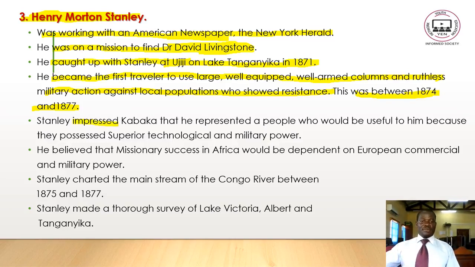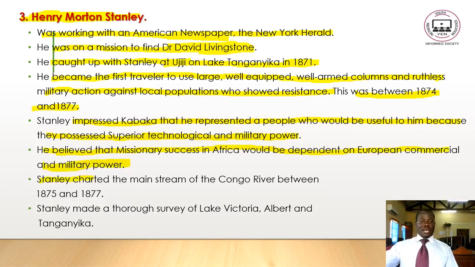Stanley impressed the Kabaka that he represented a people who would be useful to him because they possessed superior technological and military power. When he met the Kabaka, he said, I am representing a certain civilization outside there who are more advanced in military as well as in technology, so you can benefit a lot from them. He believed that missionary success in Africa would be dependent on European commercial and military power. That was Stanley's belief.